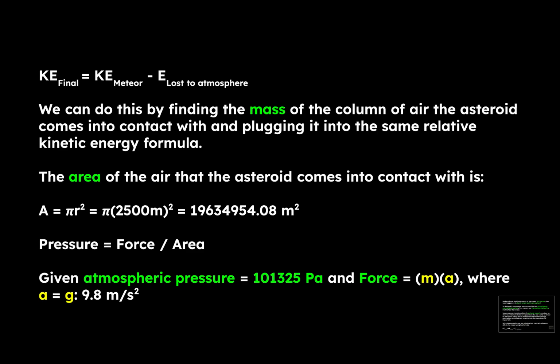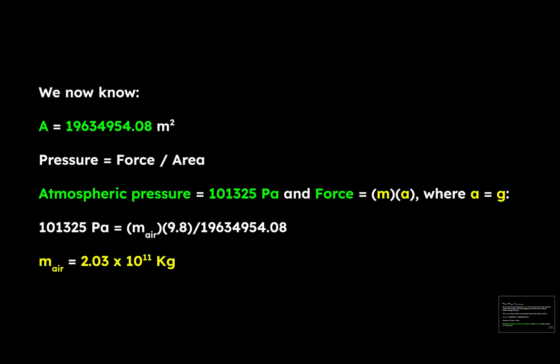We can do this by finding the mass of the column of air the asteroid comes into contact with and plugging it into the same relativistic kinetic energy formula. The area of the air the asteroid comes into contact with is solved for here. We also identify that we're going to be using atmospheric pressure, and F equals ma, where a is equal to g, which is 9.8. We now have our area and we have the equation we're going to be using, and so here we solve for mass by plugging in our variables. And so mass was 2.03 times 10 to the 11th kilograms.